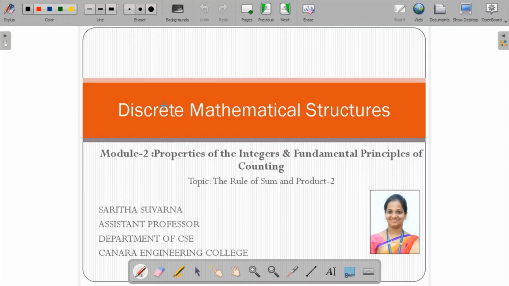Good morning students. Today's session will be learning regarding the rules of sum and product. In this section we'll be learning regarding the product rule. Based on this we have solved the second set of example problems. So let us see those examples.